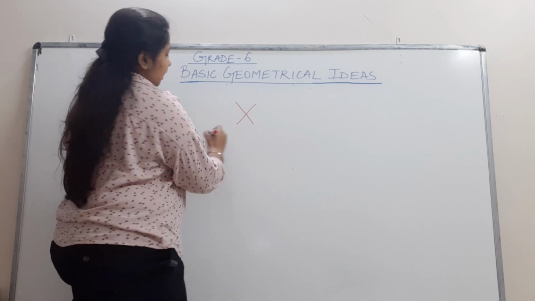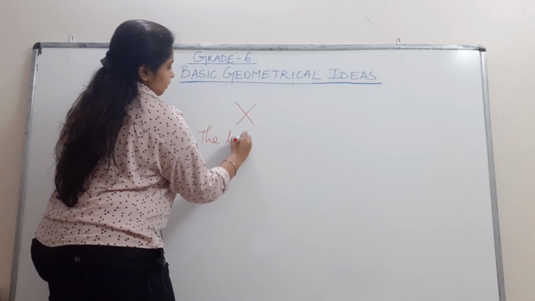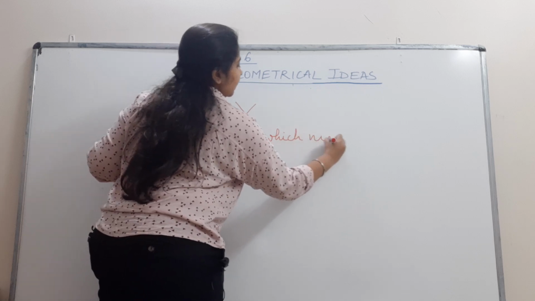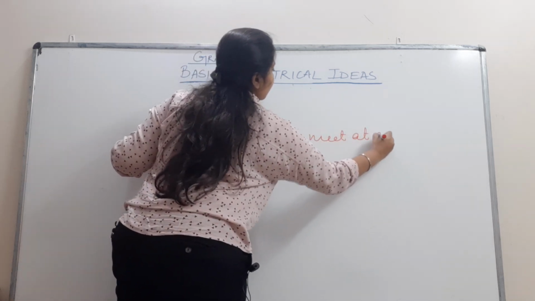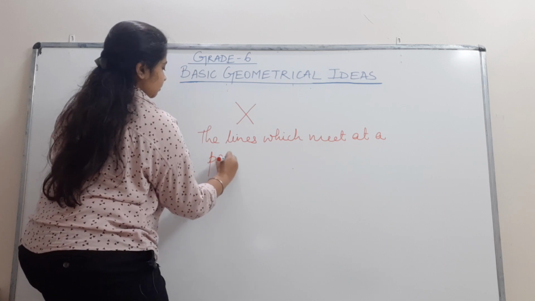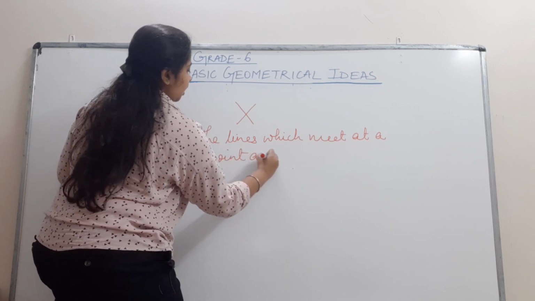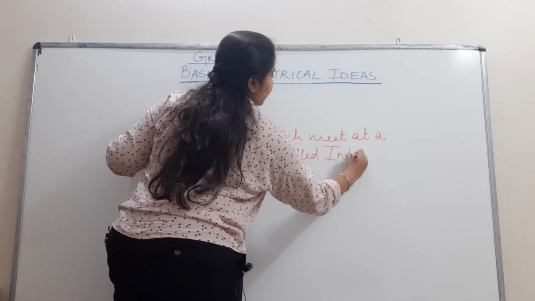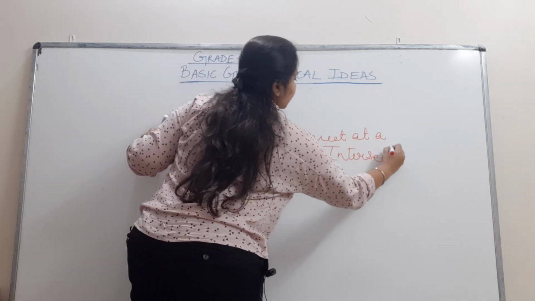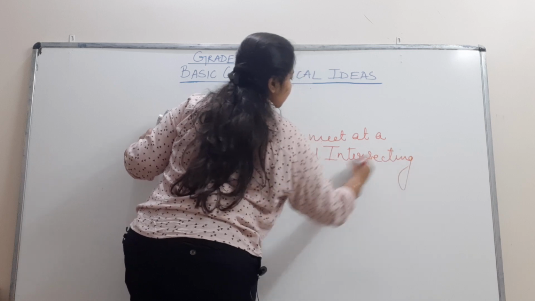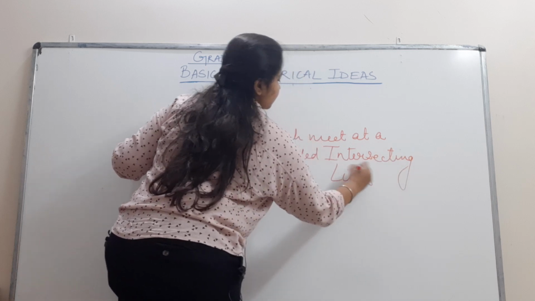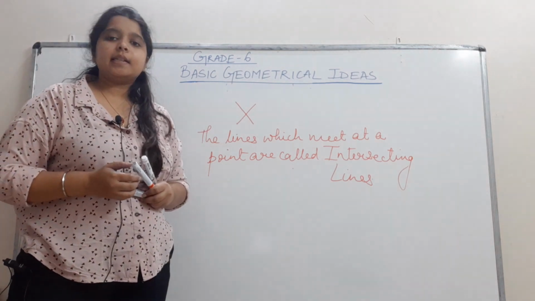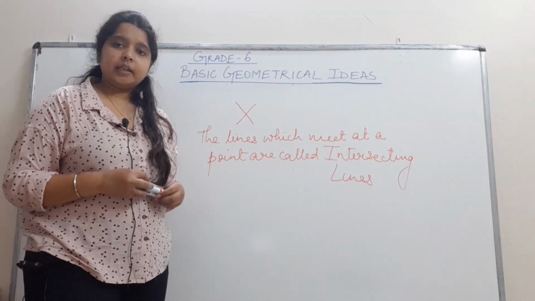So the lines which meet at a point are called intersecting lines. Intersecting lines. Okay? The lines which meet at a point are called intersecting lines. Am I clear?